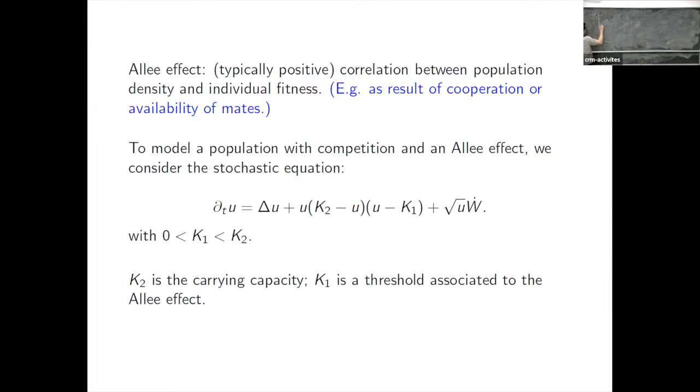If I just took an ODE version of this, this is kind of where my phase plane looks like. This is where I'm good, and otherwise if I'm down here, it's trying to kill me, and if I'm up here, it's trying to bring me back down to the upper threshold. K2 is now a carrying capacity, and K1 is some threshold associated to the Allee effect. Now, do I have anything else to say about this? I don't think so. Now, I'm about to scale this all away, and, oh, wrong button.